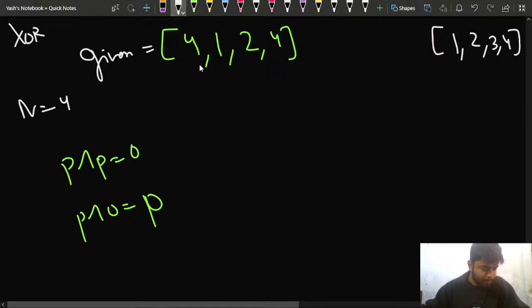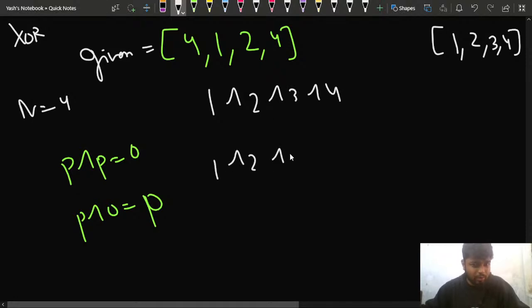Okay, so if I have 1 XOR 2 XOR 3 XOR 4, and if I have 1 XOR 2 XOR 4 XOR 4, how can I use these two arrays for finding that? How will I do it? How can I do it? Just let me know. I'm waiting for 30 seconds more for you guys.